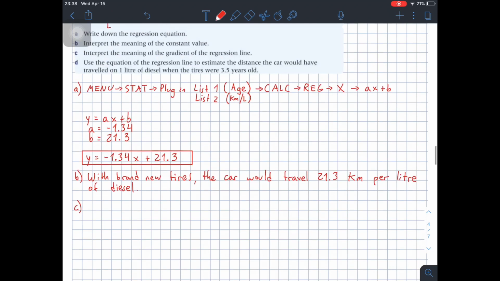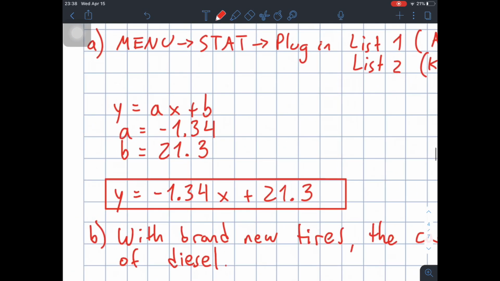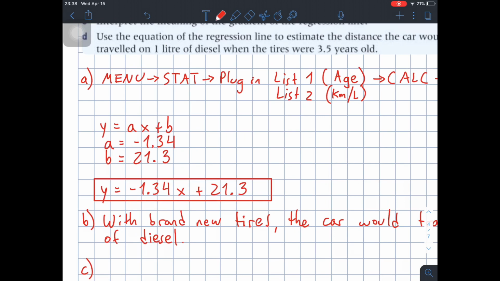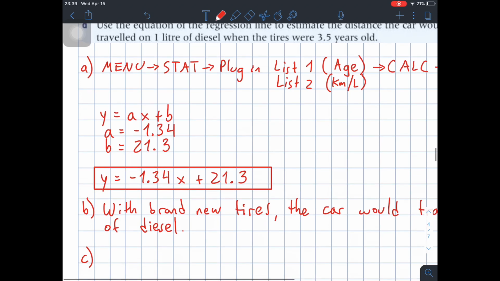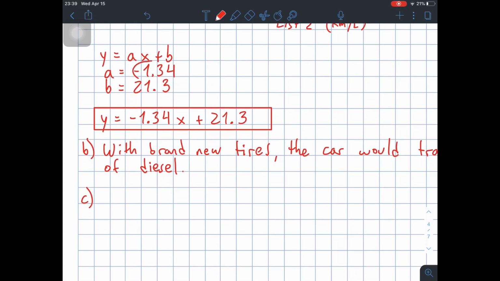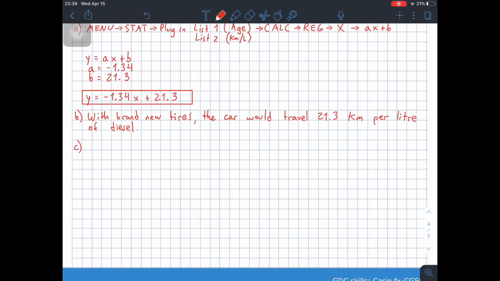Then part C, it says, interpret the meaning of the gradient of the regression line. The gradient, as you may see, is negative 1.34. It's the value of a. So what do you think this number represents? You see, first of all, it's negative. That means that it has a decreasing trend. And what does the value itself represent? It represents that for each year that passes, the car would travel 1.34 kilometers less per liter than the previous year. So that's exactly how we interpret the gradient of the line.